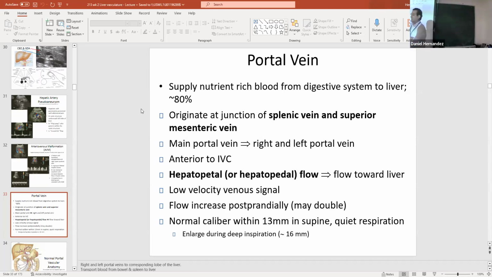That's probably the main thing. If you're worried about that vein being thrombosed, the flow will increase after you eat. So they're not fasting if you're doing a liver study? They should be fasting, unless you're specifically looking for portal vein thrombus. You could, yeah, that's one thing.